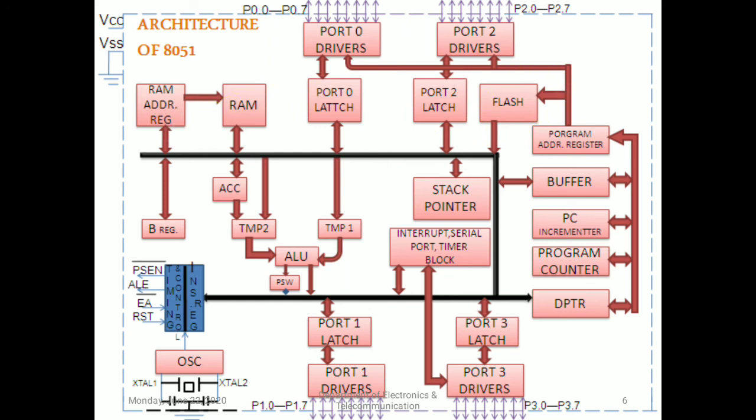Besides port 0 and port 2, program and data memory is there. After that, the stack pointer and these two blocks, that is interrupt and serial port, and then your CPU section: ALU, ACC, B, temporary registers 1 and 2.